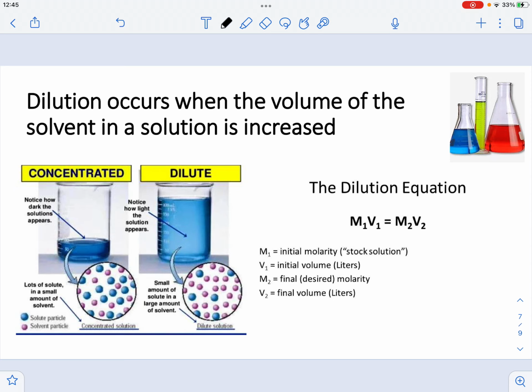Understand that as long as the volumes match in V1 and V2, liters is not required. Those volumes can also be in milliliters, okay? But basically V1 and V2 have to match in terms of units. So V1 and V2 must be both milliliters or both liters to be utilized in this equation. Now we're going to proceed to do a dilution problem.